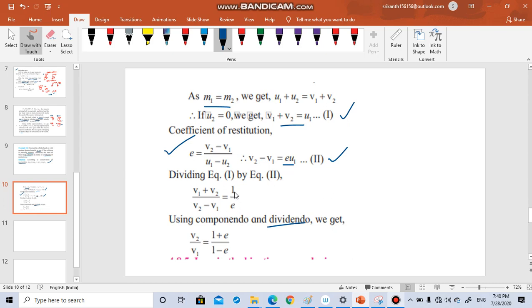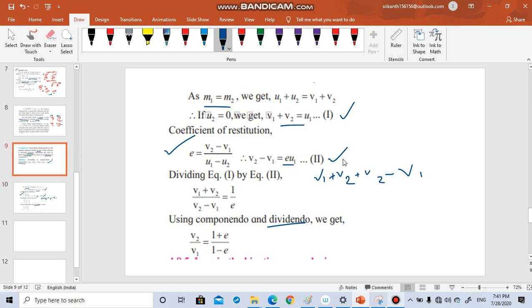On the RHS, he took the denominator and added it to the top, and then wrote 1 minus e. So this will become v1 plus v2 plus v2 minus v1. So v1 cancels, only v2 is left. Similarly, for 1 minus e, you have to do v1 plus v2 minus v2 minus v1. You will be left with only v1. So v2 by v1 is equal to 1 plus e by 1 minus e.